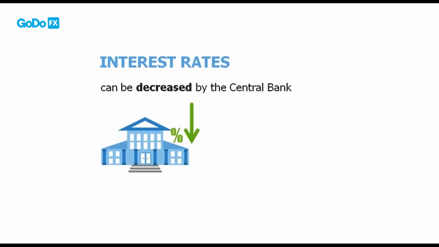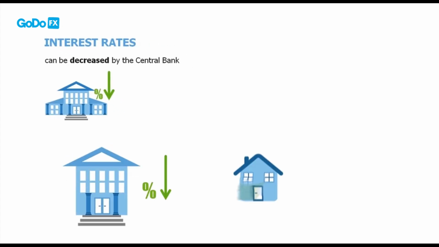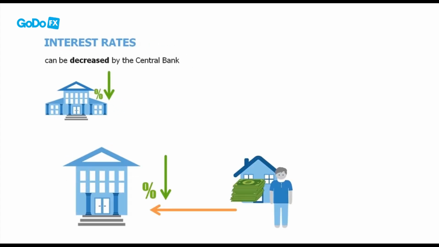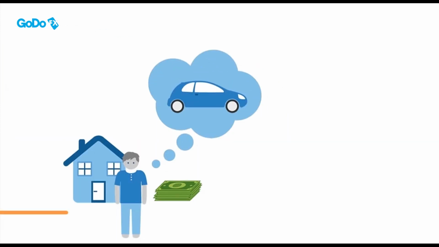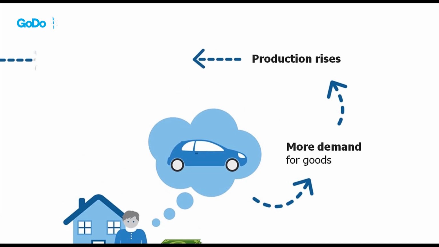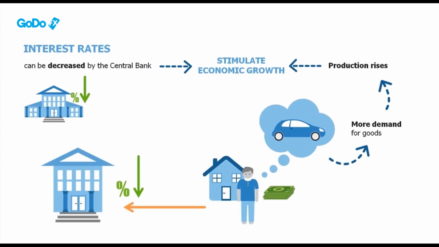However, when the economy is not doing so well, the central bank might want to decrease the interest rates to stimulate the economy. Now, when the interest rates are lower, a homeowner spends less on his mortgage and therefore has more money to buy other goods and services like cars. These goods need to be produced, so by lowering interest rates, production will rise and thereby stimulate economic growth.